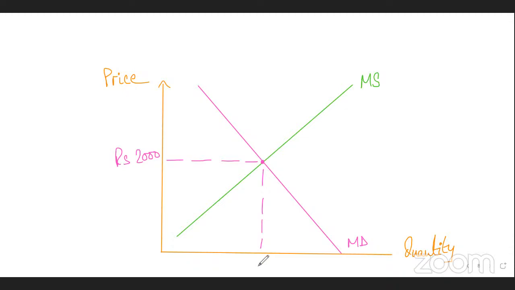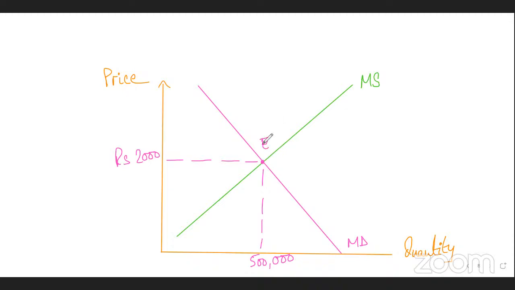So in Pakistan, let's say 5 lakh. Pakistan is a big country, right? So 5 lakh people consume pizza on a daily basis in Pakistan at an average price of 2,000 rupees. Easy. Is this making sense? Students, are you getting me? Okay. This is where the equilibrium is at the moment.